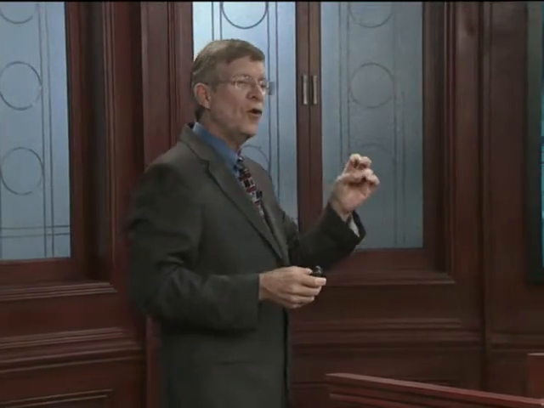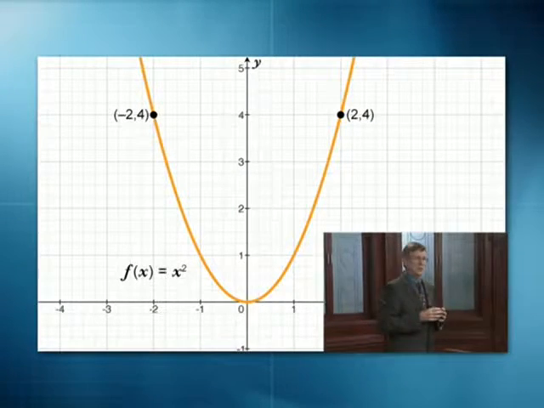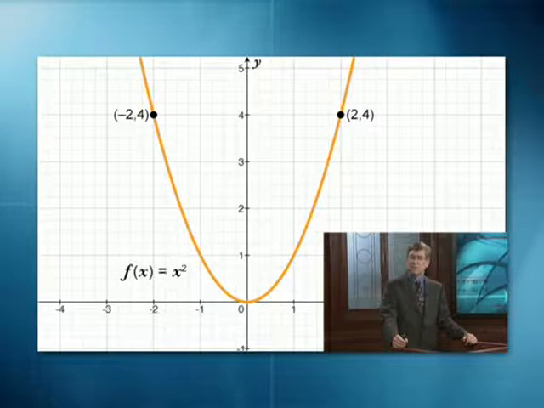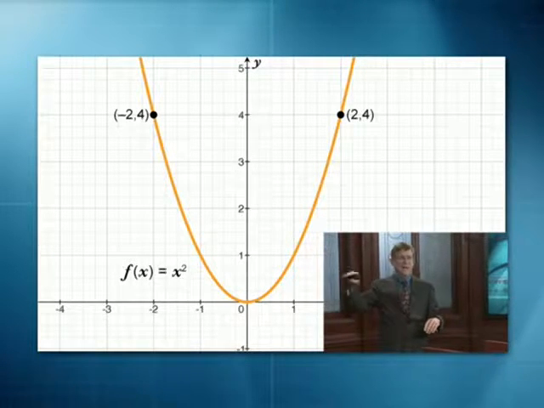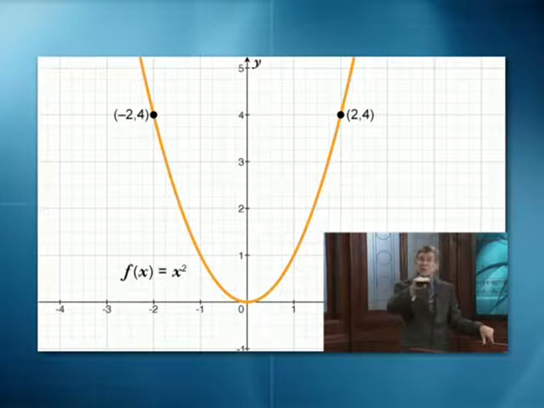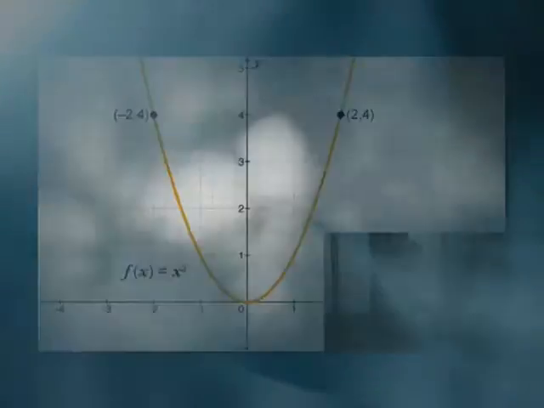We say that the function x squared is not a one-to-one function. It does not pass what we call the horizontal line test, and hence x squared does not have an inverse as it stands. Here's a graph of x squared, and I've indicated the two points (2, 4) and (minus 2, 4). The fact that it doesn't have an inverse means that a horizontal line could touch that graph more than once. And if you ever see a horizontal line touching the graph of a function more than once, you can be sure that it doesn't have an inverse.